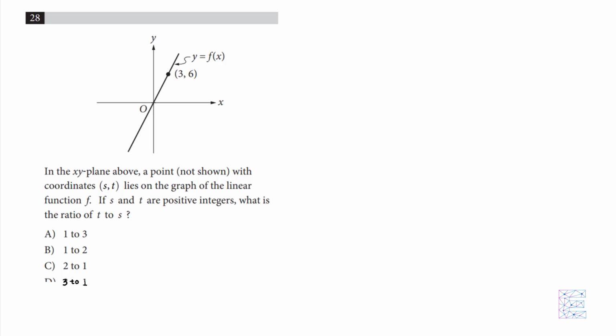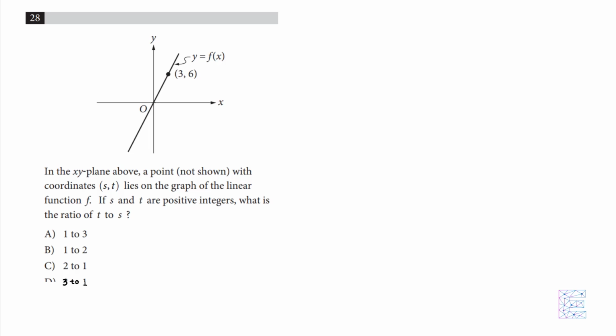In the xy plane above, a point not shown with coordinates s, t lies on the graph of the linear function f. If s and t are positive integers, what is the ratio of t to s? This is a linear function, and the question combines linear functions with a concept about ratios. So let's think about this.